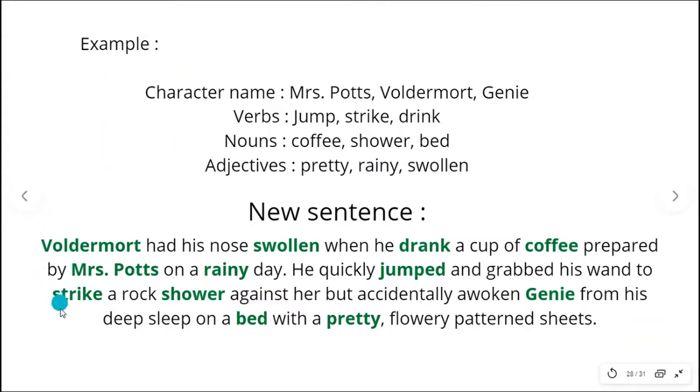In this case, Voldemort had his nose swollen when he drank a cup of coffee prepared by Mrs. Potts on a rainy day. He quickly jumped and grabbed his wand to strike a rock shower against her, but accidentally awoke Genie from his deep sleep on a bed with pretty flowery pattern sheets. So this is an example of how they are going to generate new sentences based on the random words that they have chosen for each different group.